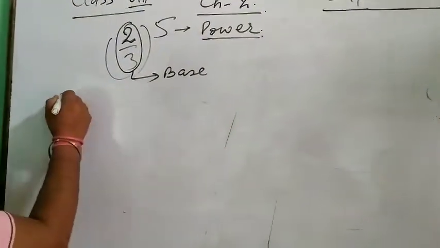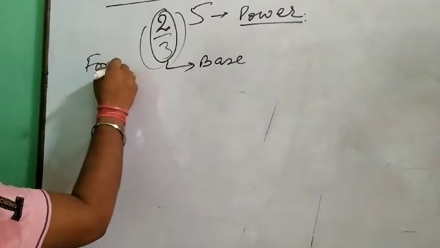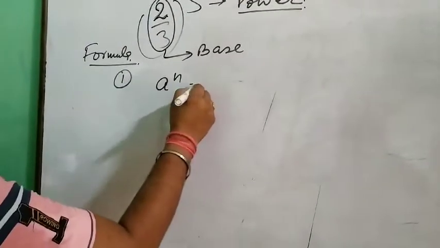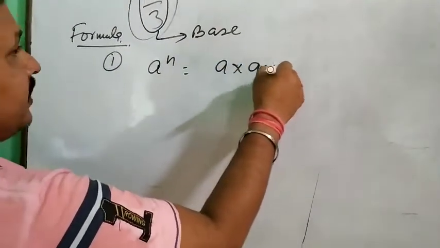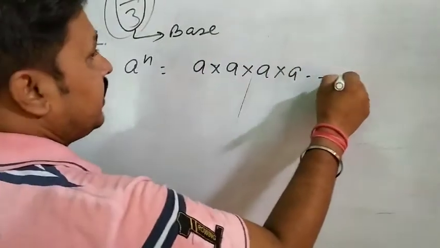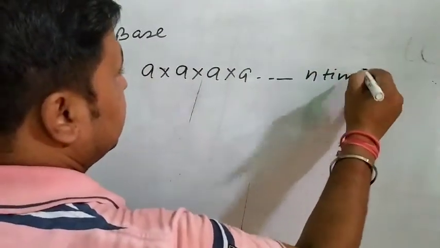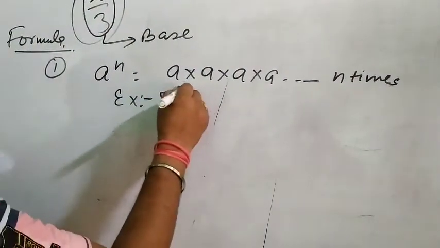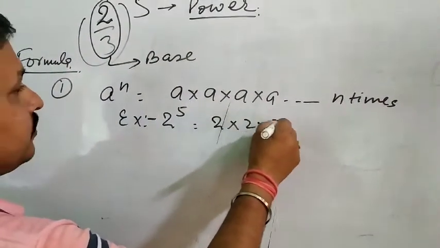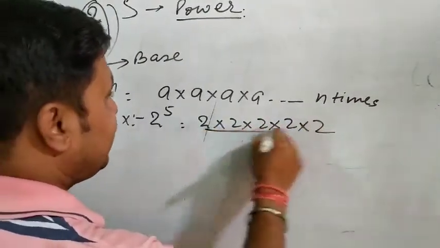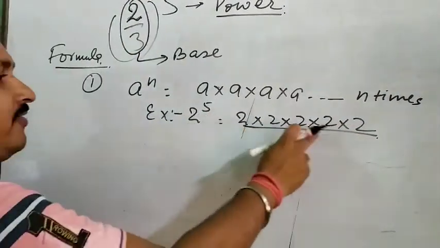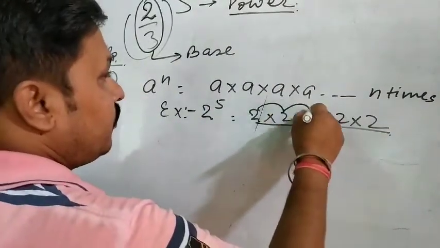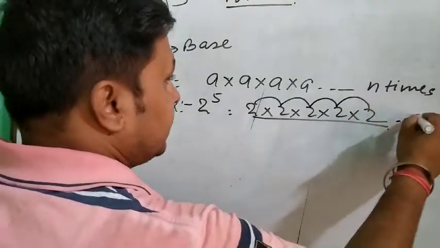So your first formula: a to the power n means a into a into a into a, n times. For example, 2 to the power 5 means 2 into 2 into 2 into 2 into 2. That means 2 is written 5 times in the multiplication form and we get the result. 2 2s are 4, 4 2s are 8, 8 2s are 16, and 16 2s are 32.